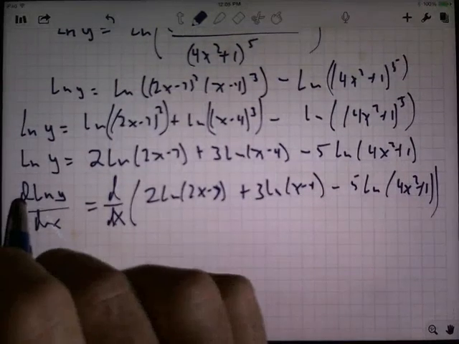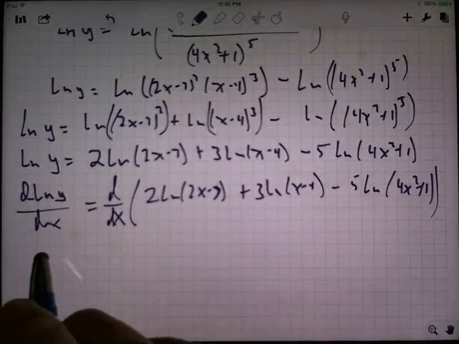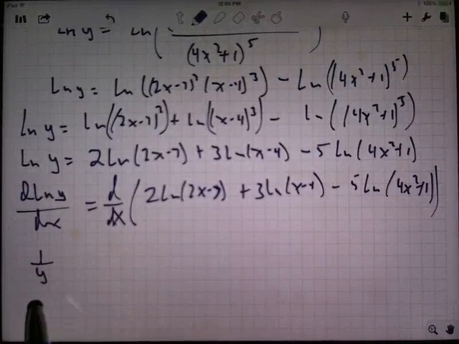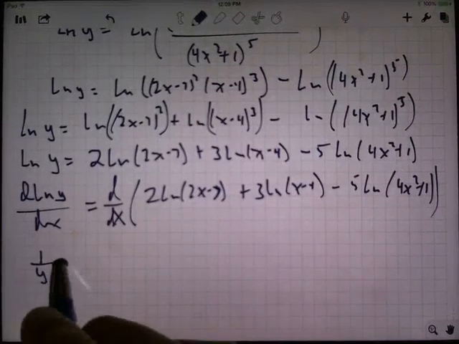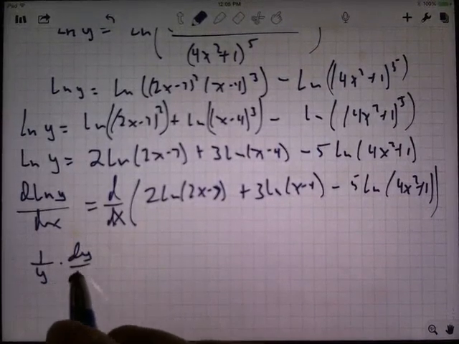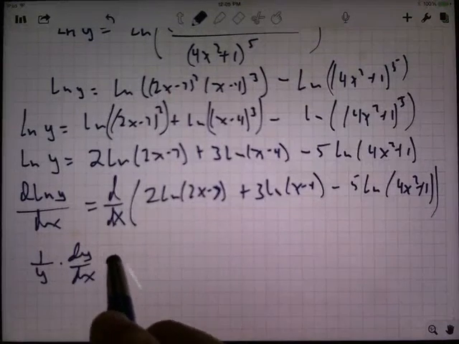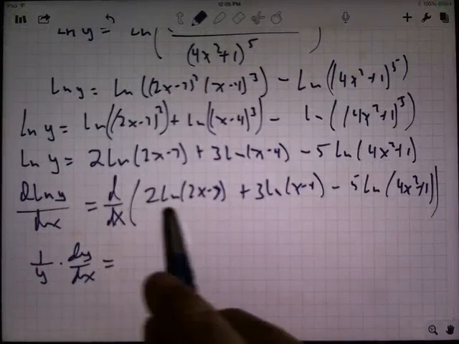Now, the derivative of the left-hand side. The derivative of the natural log of y with respect to y would be 1 over y. But I'm not doing it with respect to y, I'm doing it with respect to x. So multiply by dy dx. Okay. That's equal to, and now I've got to do this derivative.